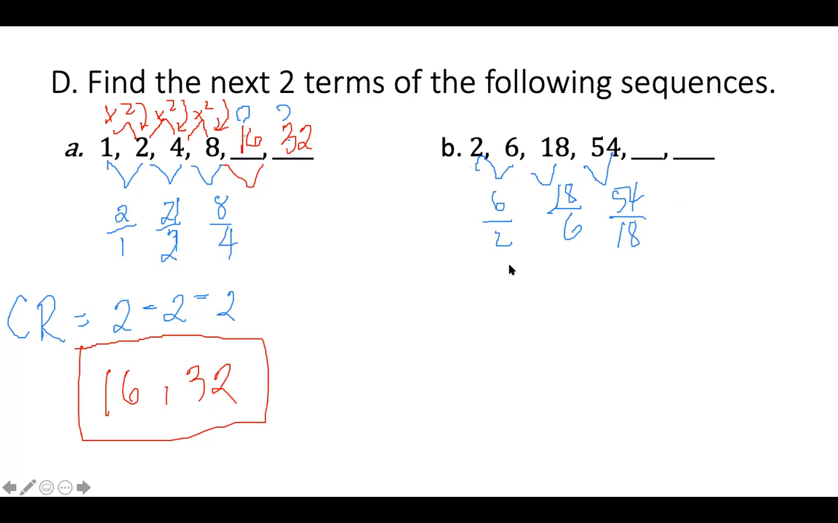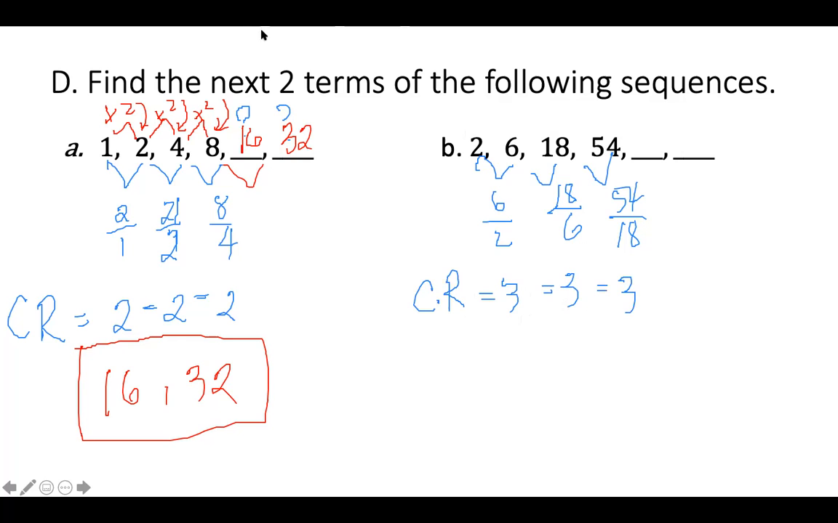And as we can see, the ratios are different. So let's simplify. 6 over 2 is equal to 3. 18 divided by 6 is equal to 3. And 54 divided by 18 is equal to 3. So we have a common ratio equal to 3. Thus, 3 will be used to get the next term by multiplying it from the previous term.